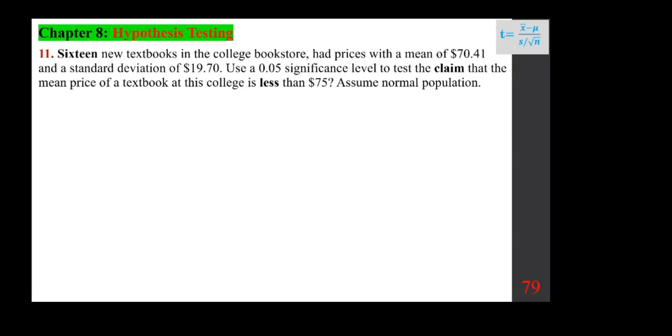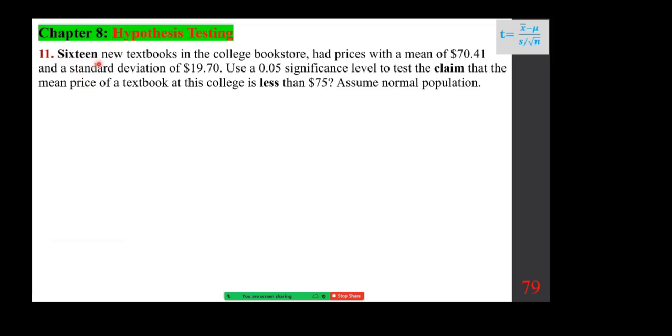16 new textbooks in the college bookstore had prices with a mean of $70.41 and a standard deviation of $19.70. Use a 0.05 significance level to test the claim that the mean price of a textbook at this college is less than 75. Assume normal population.